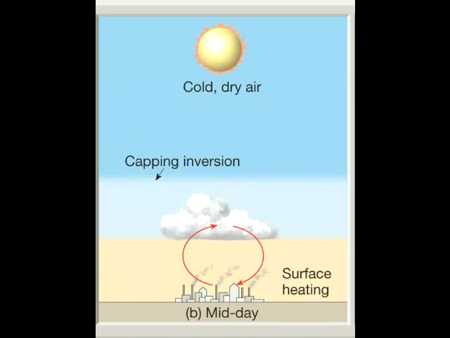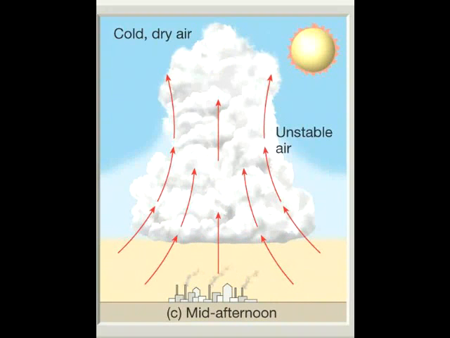The heating of the lower air continues in the morning, but the hot, moist air is trapped below the inversion layer, which is also called a capping inversion. A capping inversion works like a lid on a boiling pot. Unstable air finally erupts explosively and produces large cumulonimbus clouds.